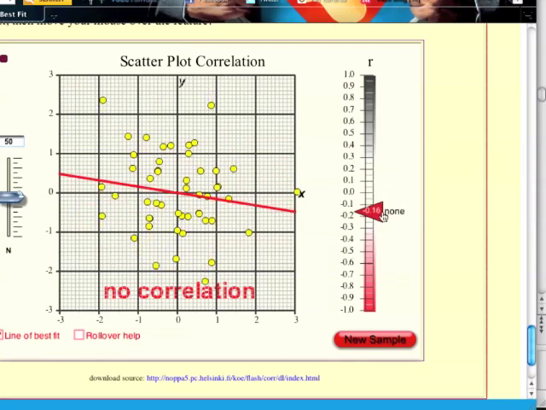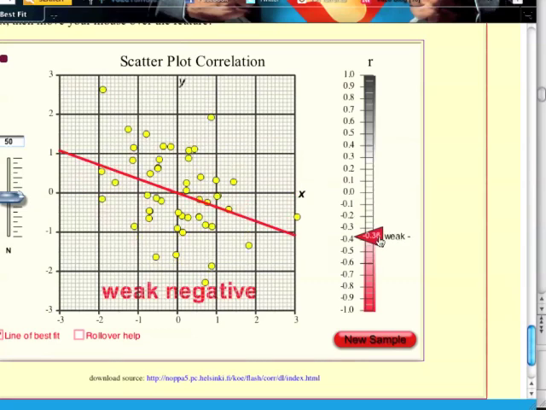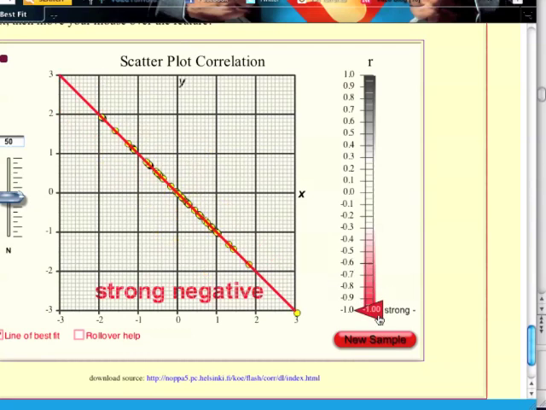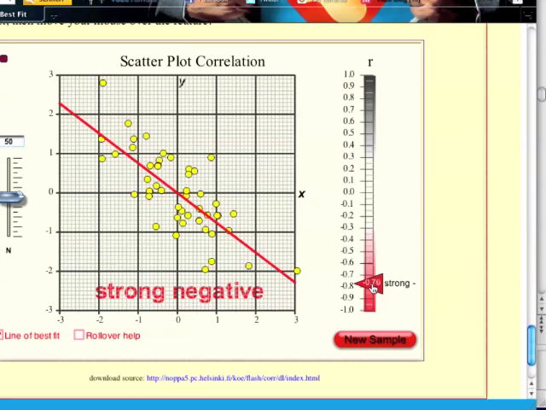What are we slowly getting into with our line of best fit? A weak negative, right? Weak negative. Right? And ultimately, it's going to be when all the points start to match up, strong negative. Right? So as they're all on the line. So we can still have a strong negative and the points not being all on the line of best fit, right? As we have with this example. But the majority of the points are.